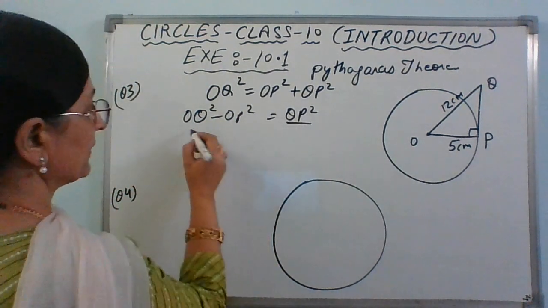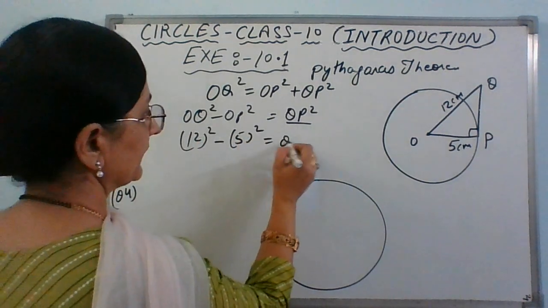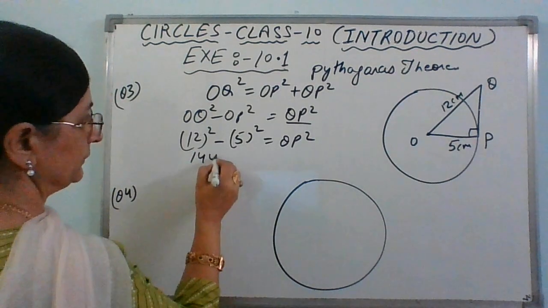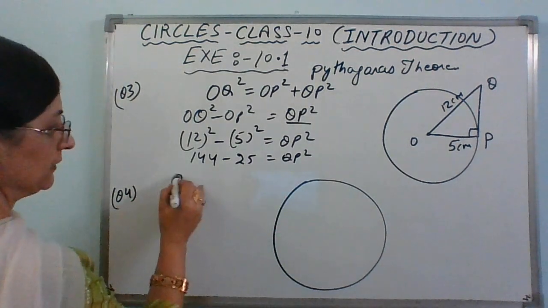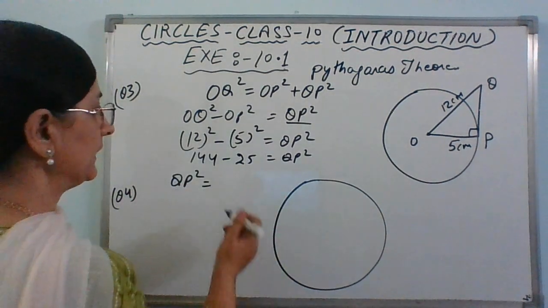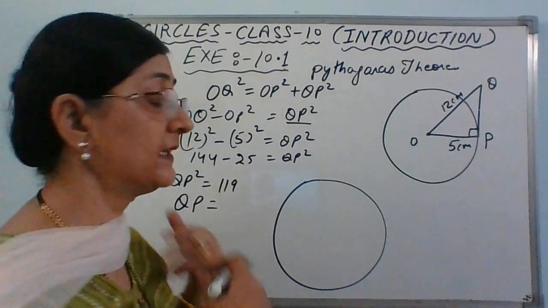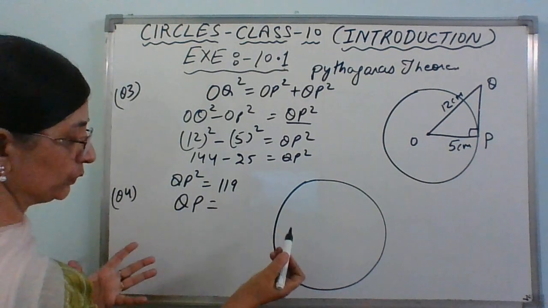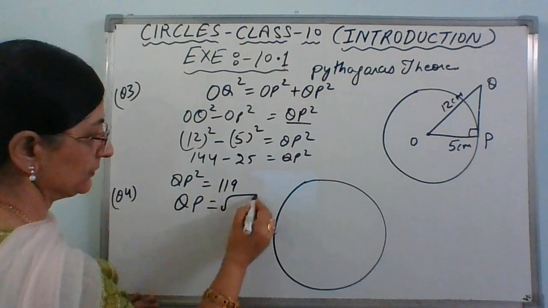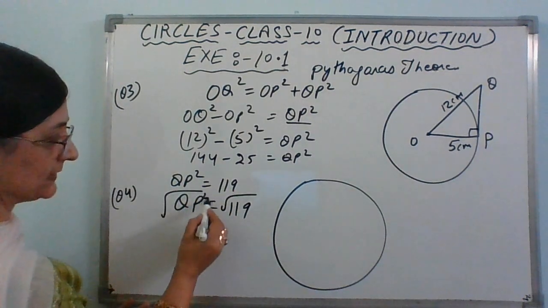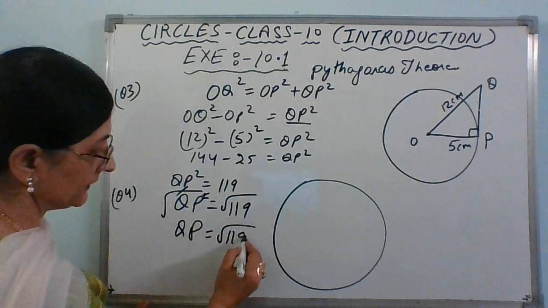So what is OQ square? That is 12 square. And what is OP square? That is 5 square. Here it's 144 minus 25, that is QP square, right? So QP square will be equal to 119. When you have to remove the square, you have to put a square root on both sides. Square and root cancel out. So QP is equal to root 119.